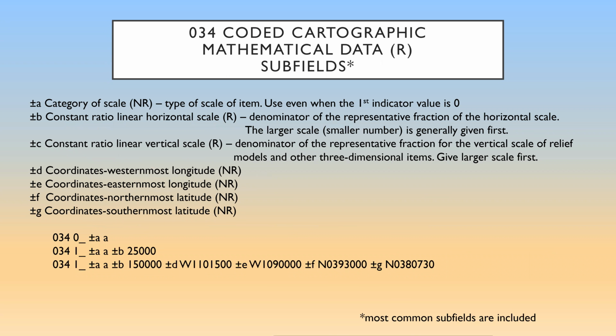So still on the 034, once again, this is based on the information that is in MARC tag 255. The category of scale will always be recorded in subfield A. The linear, horizontal, and vertical scales should be recorded in subfields B and C if applicable, as well as the coordinates if available. The coordinates will display the longitude and latitudes in subfields D through G.